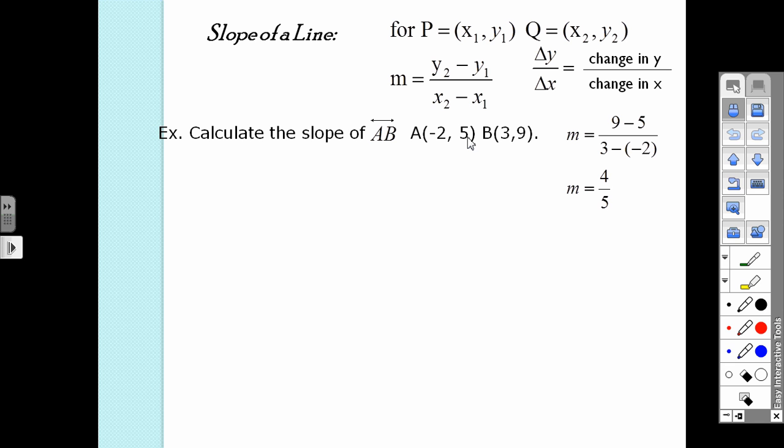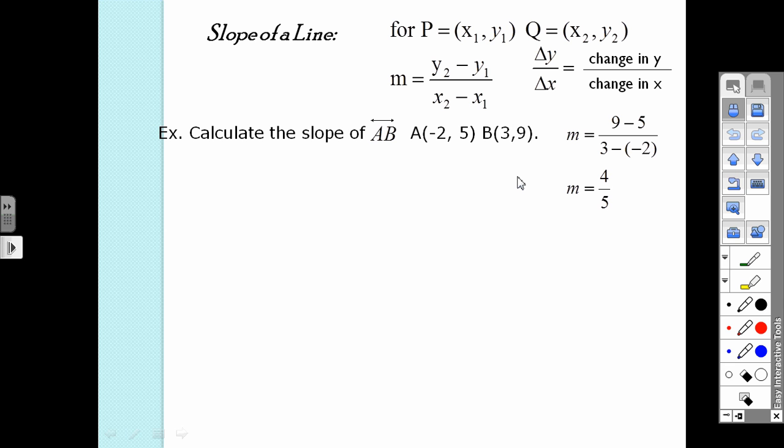And that means that down below for the x's, I have to start over here with the 3 and subtract a -2. And anytime there's negatives in our coordinates, we have to be really careful. So this is subtracting a negative, which means we're ultimately going to be adding those numbers together. So to simplify this, 9 minus 5 becomes the 4, and the 3 minus a -2 becomes a 5. So the slope of line AB is 4/5.